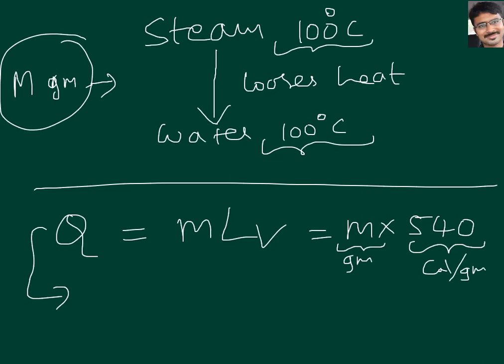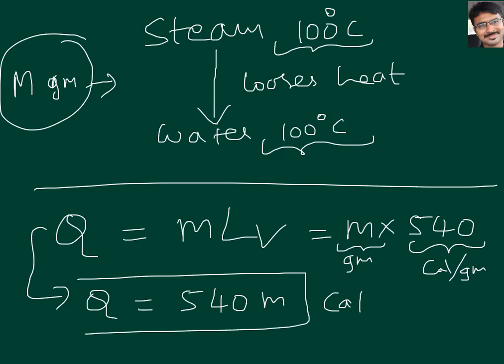So gram will be cancelled and I am left with 540 m calories. So what is the answer? 540 m. I don't know the value of m. It may be 1 gram, 2 gram, 3 gram, I don't know. So my answer is 540 m calories. So steam at 100 to water at 100, it converted means it required 540 m calories. Leave this one now.